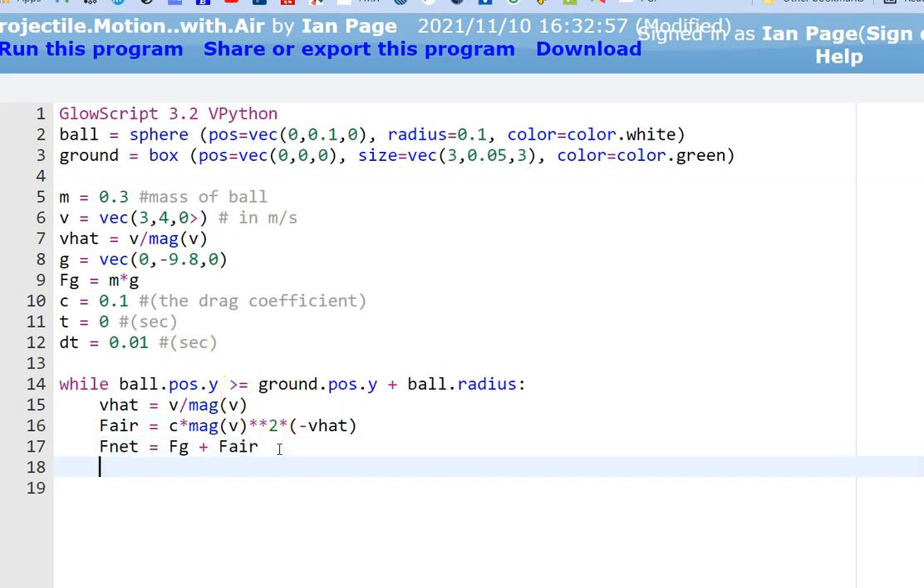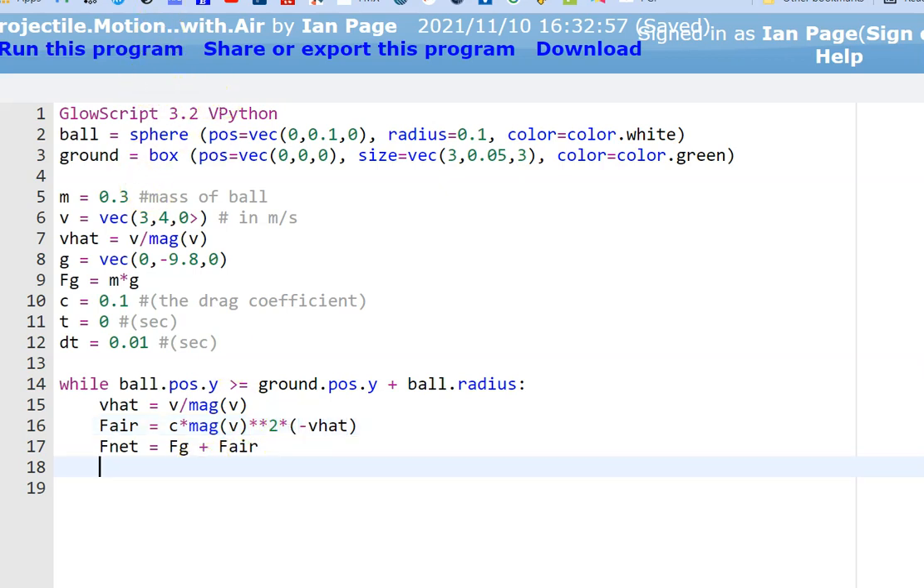So this is basically calculating the unit vector of the velocity. This is calculating the air resistance force and then making sure that it's rotated in the right direction. So that's why there's a negative in there. And then this is our net force, which is the weight plus the air resistance. And you notice I didn't put a minus in there because the minus is already over here.